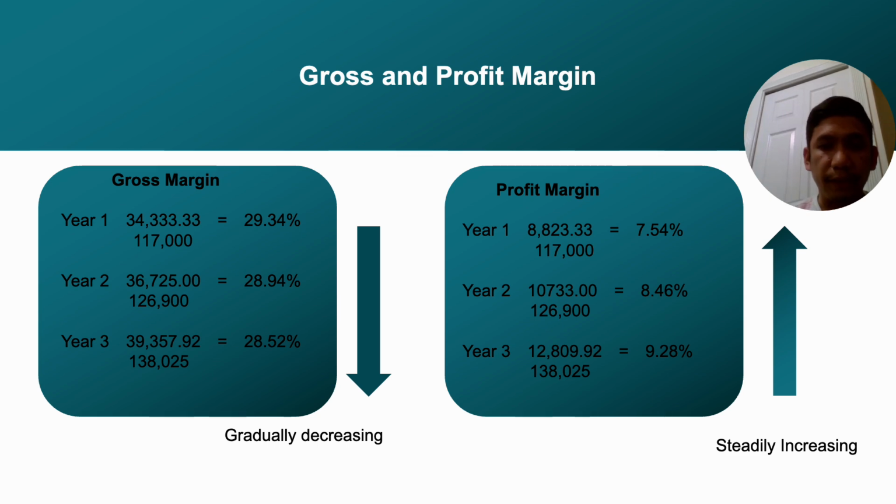Gross profit margin. The gross margin is gradually decreasing from 29.34% in year 1 to 28.52% in year 3, meaning the cost of material and labor are rising, so less revenue is being kept as profit. If this trend continues, it could suggest that production costs aren't being managed well, potentially hurting long-term profitability. For recommendation, he has to identify where the cost is going up, whether due to more expensive material or less efficient labor.